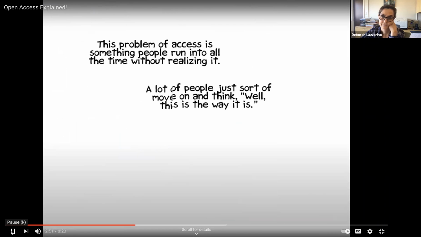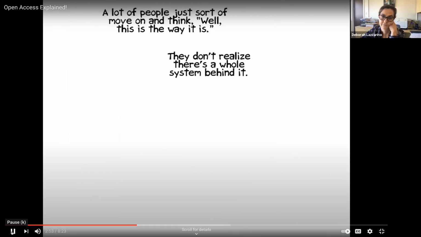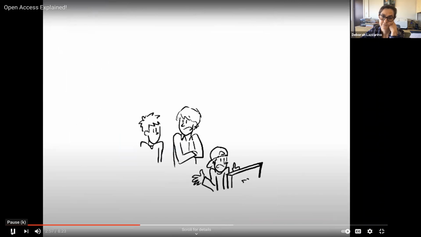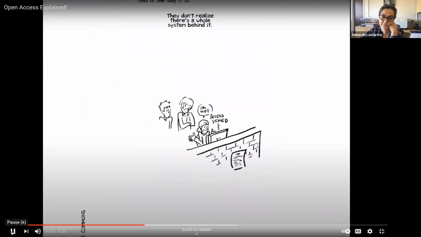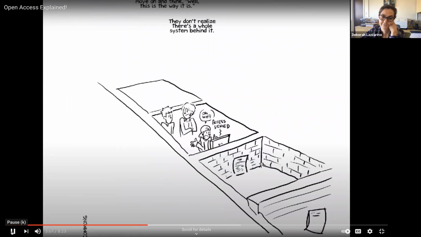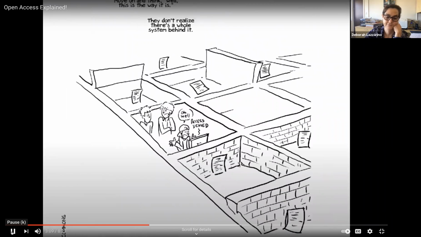So I think this problem of access to research is one that people run into all the time, but it's not one that they realize. I know when I was a student, whenever I would be doing research and come across a great abstract and not have access to it, I just moved on and thought, well, this is the way it is. I didn't really realize that there was a system behind this that was causing me to not have access.